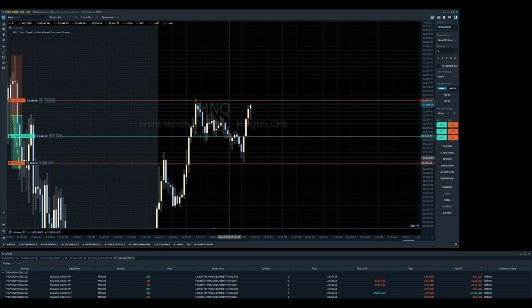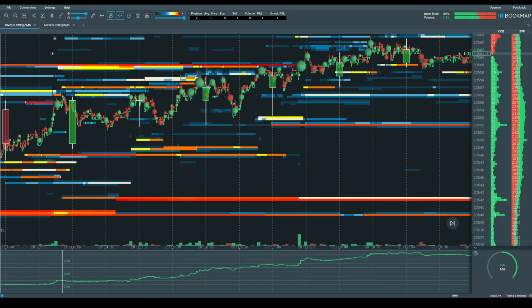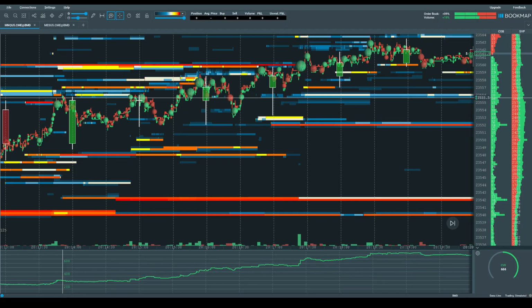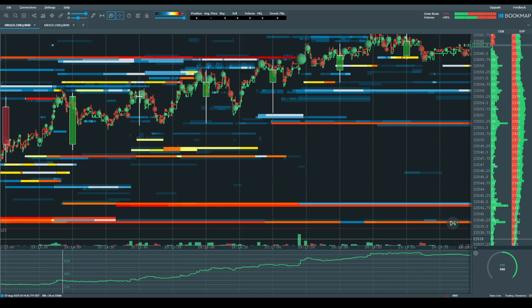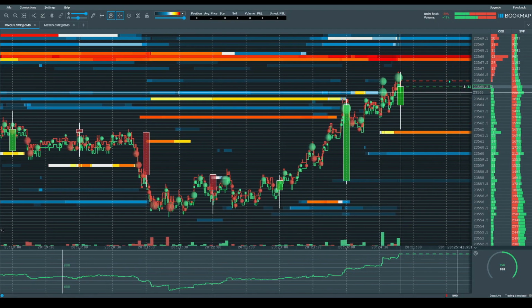Then we'll take a little break, come back and look for another scalp, likely. Okay, so I like where we're at right now. We're getting a little bit of resistance. Let's come back into Bookmap. Still looks pretty solid. And we hit our target.